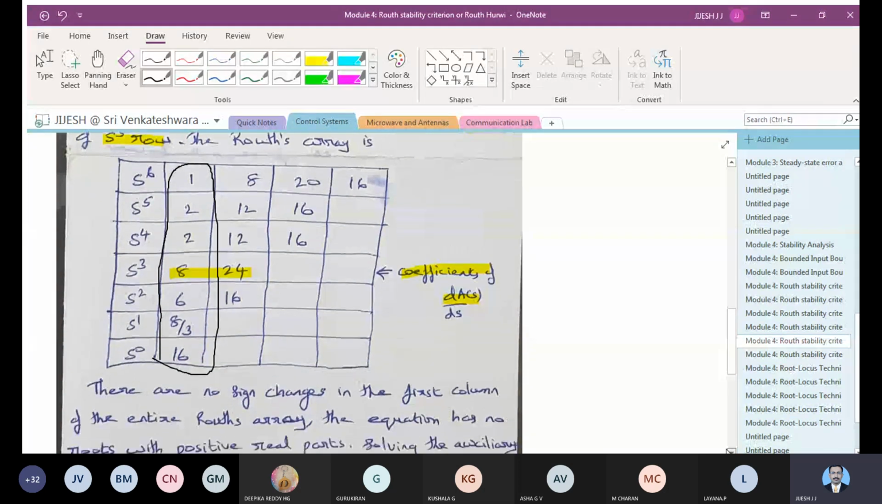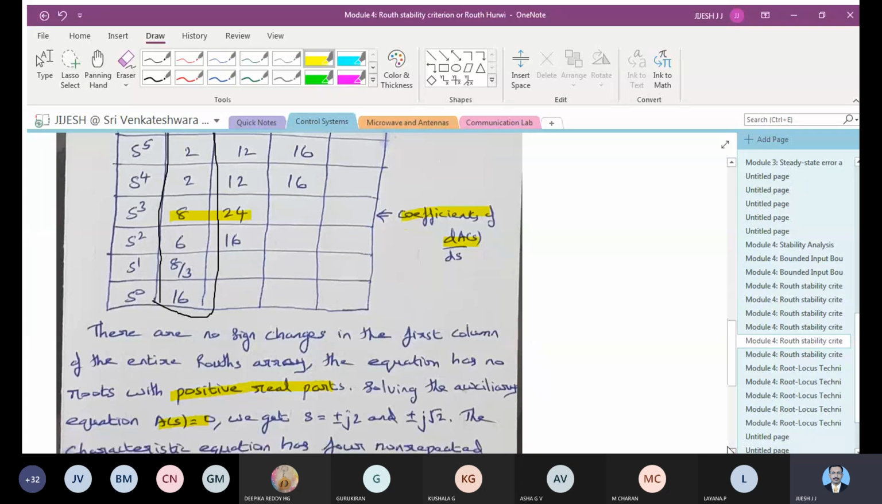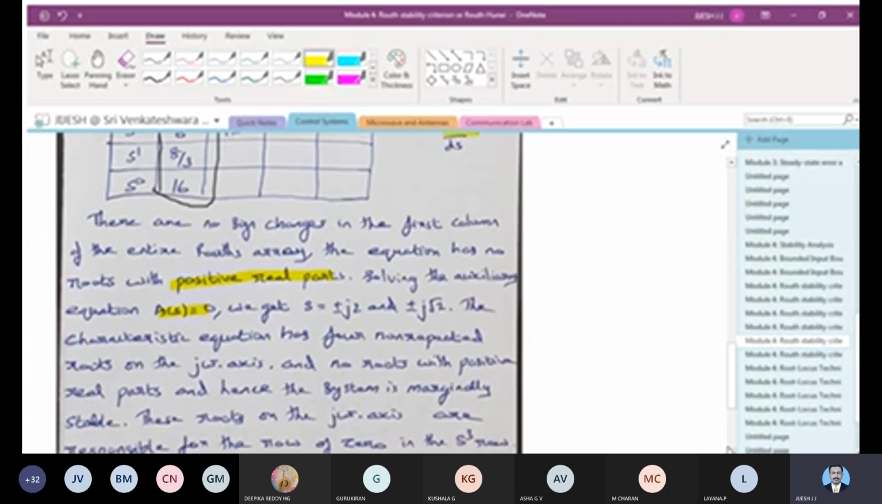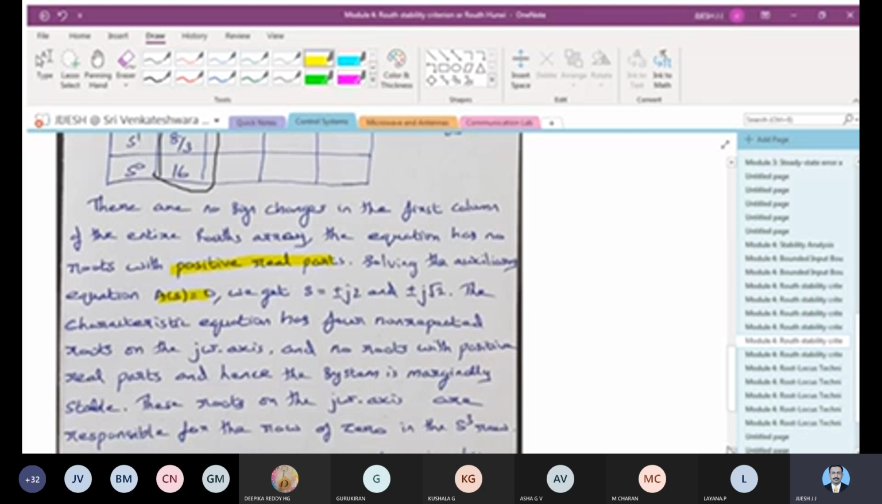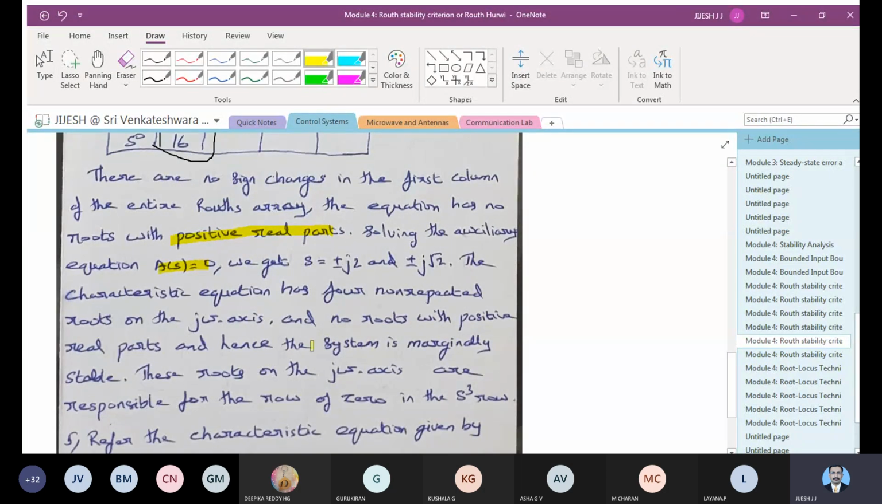So we are going to see that there are no sign changes in the first column of the entire routh array. The equation has no roots with positive real parts, and solving the auxiliary equation A(s) = 0, we can just continue that. All of you have completed this. Little more you have to do here. This theory part you can write there. So the system is stable only, but we call it marginally stable.